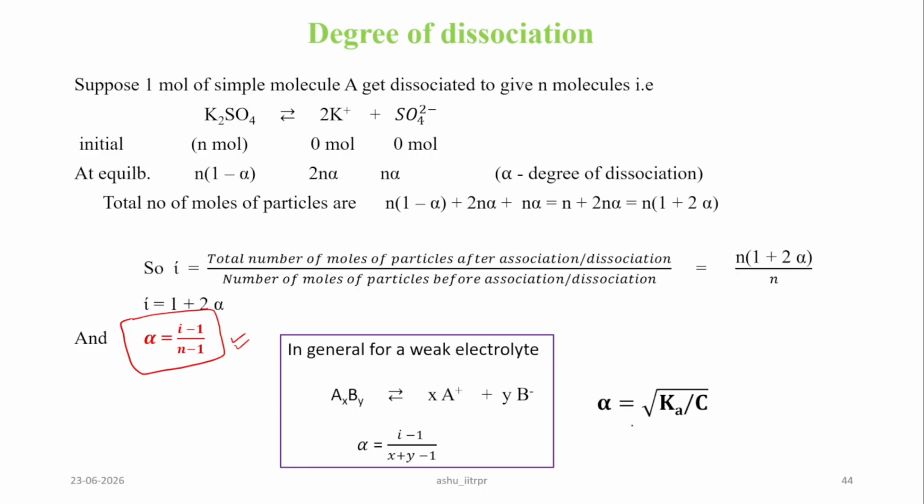One more thing, Ka is the equilibrium constant and there is a relation between Ka and alpha. So you should also remember this expression: alpha is equal to under root Ka by C. This derivation is there in the class 11th equilibrium chapter, and there are questions in class 12th also. So these two are the relations that you need to know. But if I have to derive these relations one by one, let us quickly go through it.